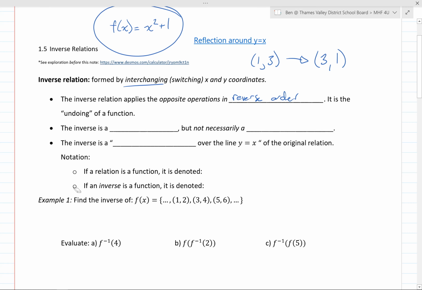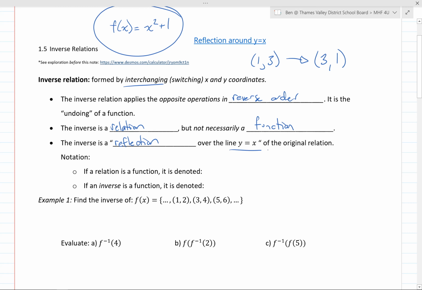The inverse of a function is a relation, but it's not necessarily a function. Even though f(x) is a function, its inverse may not be a function. The inverse is a reflection over the line y equals x of the original relation.